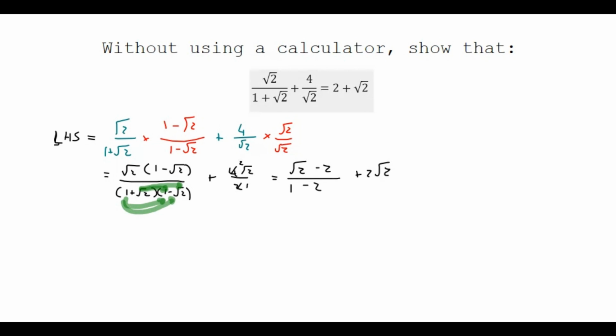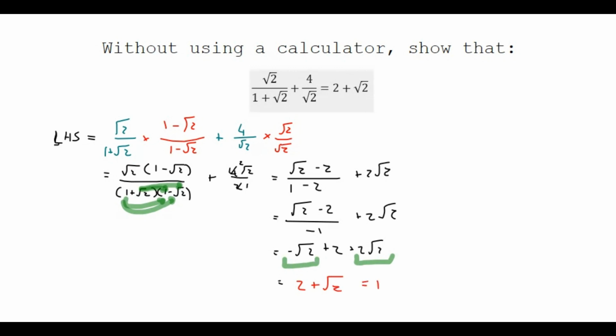Let's simplify further. Root 2 minus 2 over minus 1 plus 2 root 2. Alright, now root 2 divided by minus 1 is minus root 2. Minus 2 over minus 1 plus 2 root 2 equals. Alright, again, similar to the one before. We have minus root 2 plus 2 root 2 becomes plus root 2. So our final answer over here is going to be 2 plus root 2. And that equals our right hand side.